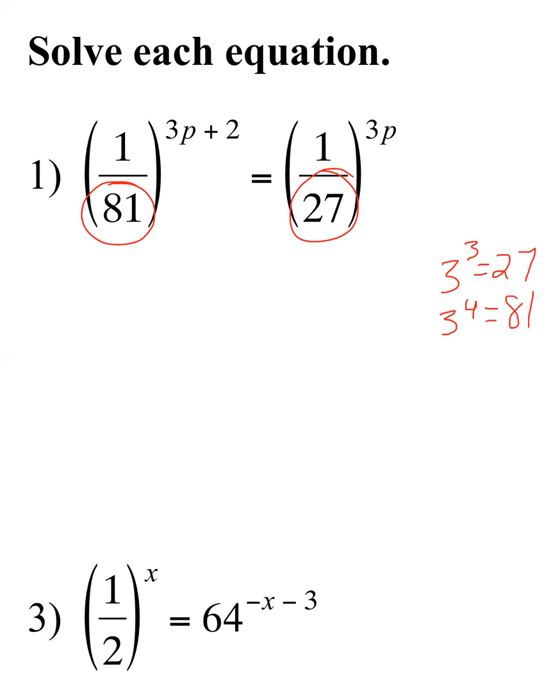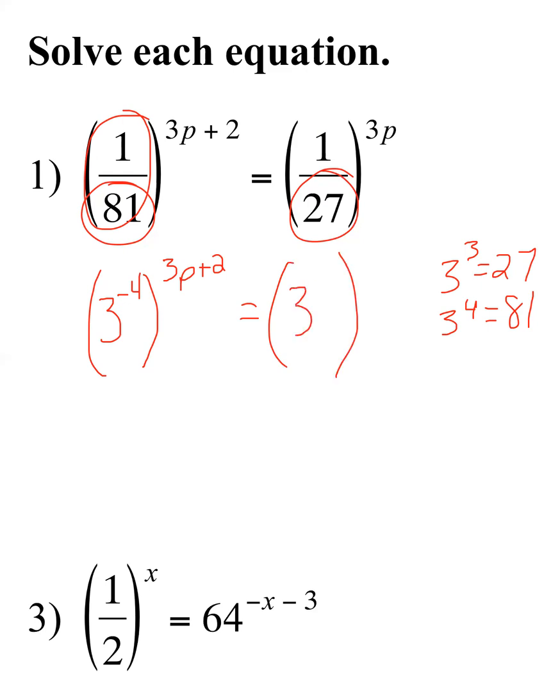All right, so let's just look at the left-hand side. I don't want 81, I want 1 over 81. So instead of writing 1 over 81, I'm going to write it as 3 to the -4th. Isn't 3 to the -4th the same thing as 1 over 81? It is. They're exactly the same. And then I just leave the 3p plus 2 right there. Okay, all right. Now I do the same thing with 1/27. 1/27 is the same thing as 3 to the -3rd. And then I'll just raise that whole thing to the 3p power.